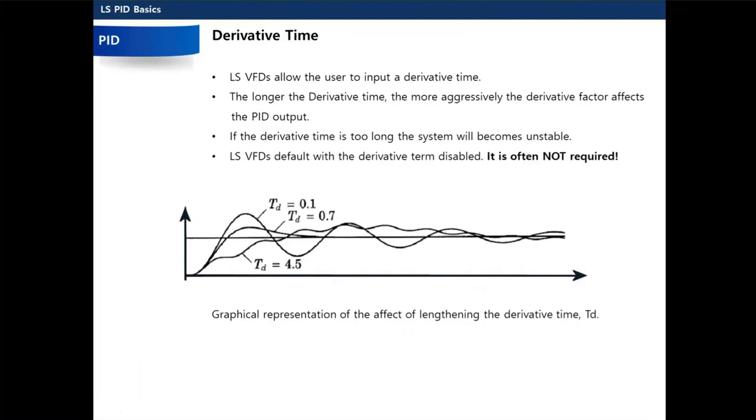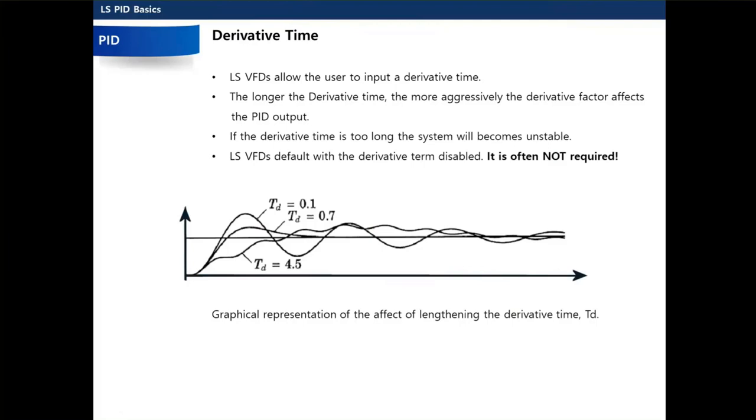So on our drives in particular, what these plus VFDs do is they allow us to input a derivative time. When we're talking about time on this term, the longer the derivative time, or D time, I believe they call it, the more aggressively the derivative factor is going to affect the output. So turn it up, and then it's more aggressive.